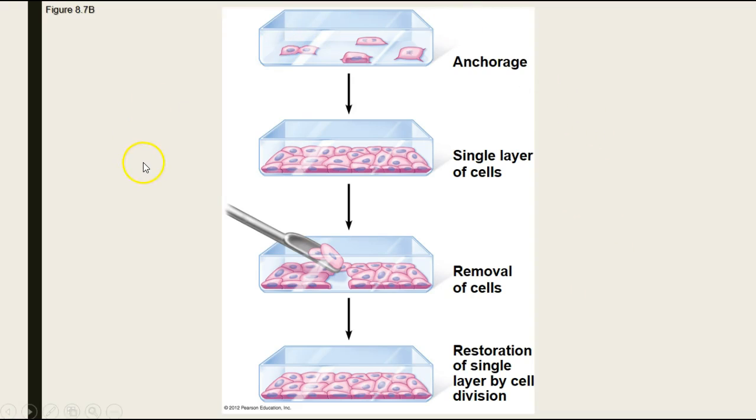Also, they won't really grow in a liquid, but if you put them on a solid surface that they can anchor to, then they'll grow and form a single layer of cells. Once they fill that surface, that's called density-dependent inhibition. Once they're filled up, they'll stop growing until there's a gap or a place that needs to be refilled, and then cell division will fill the place where they've been removed until you get that single layer of cells there, and then they'll stop dividing again.